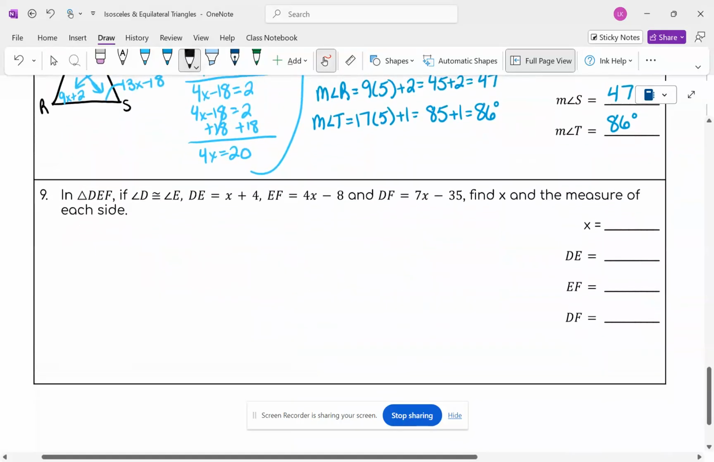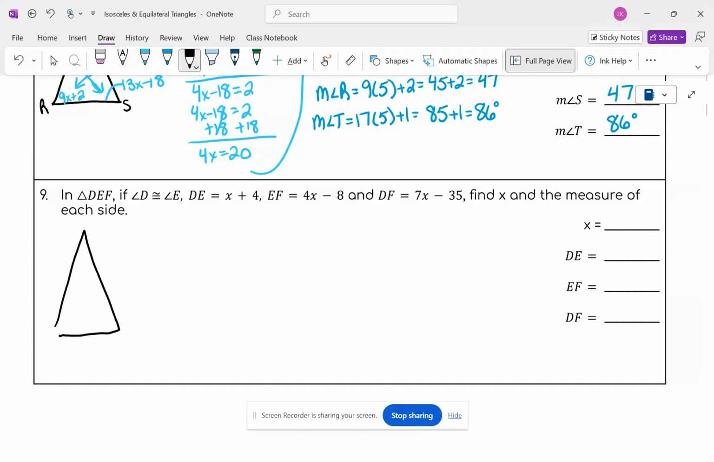All right, and then last one. That's a bad triangle. In triangle DEF, if angle D is congruent to angle E, so I know that this is congruent to this, which means that F must be up here. DE is x plus 4. EF is 4x minus 8. And DF is 7x minus 35. Find the value of x and the measure of each side.